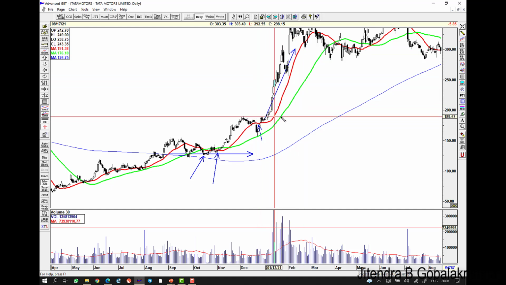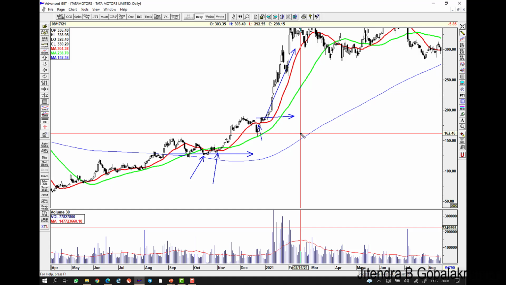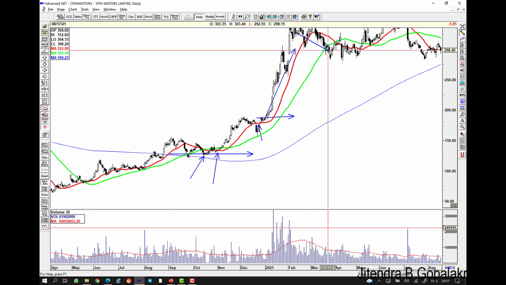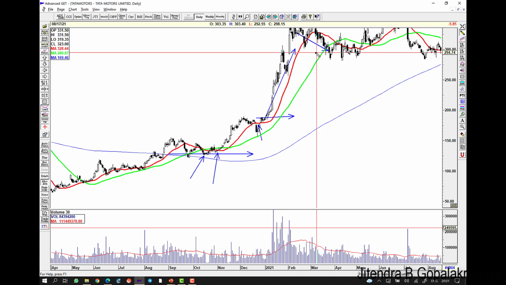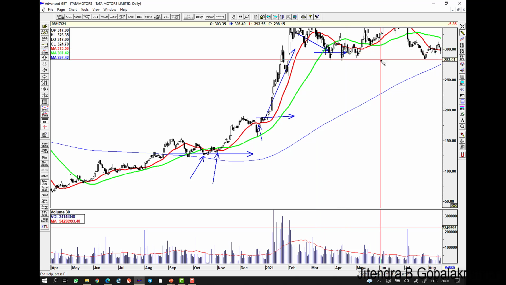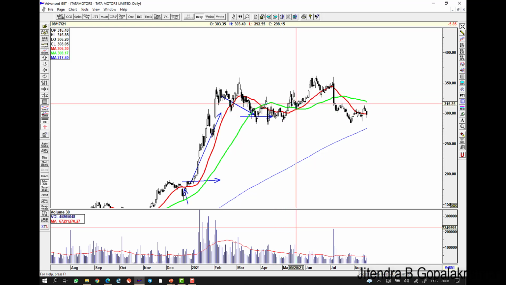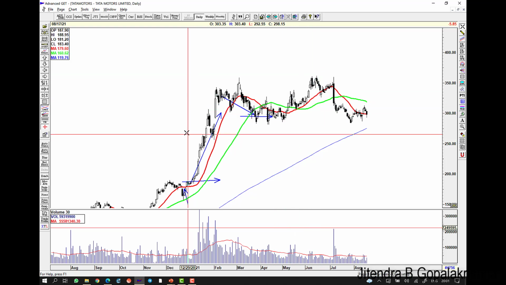So your entry is here. You simply enter here and keep riding and riding and riding. And when the price comes and touches the 50 moving average here, this green line, this is where you exit. That's all. And once again, if it touches two times and the third time goes back up, you find the third entry.